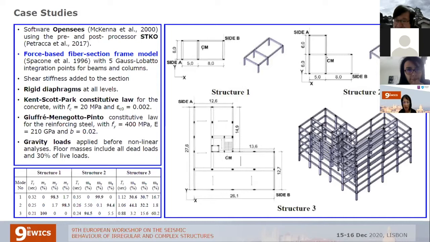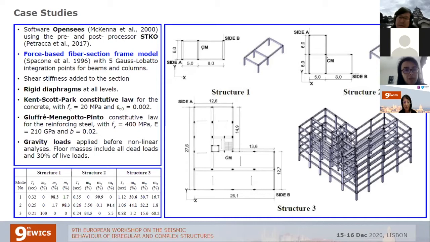The third building, where the excitation along the x-axis excites a mode where the translation dominates, is more appropriate for your investigation. Only a consideration: we have considered not only three modes, but 85% of the participation masses. Not only three modes, but more modes in the analysis.